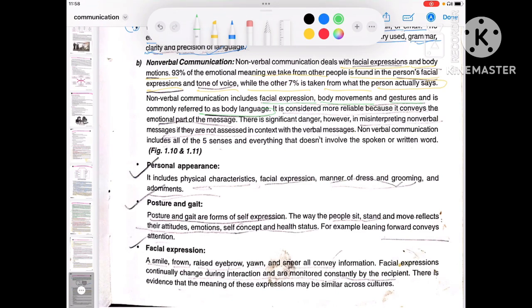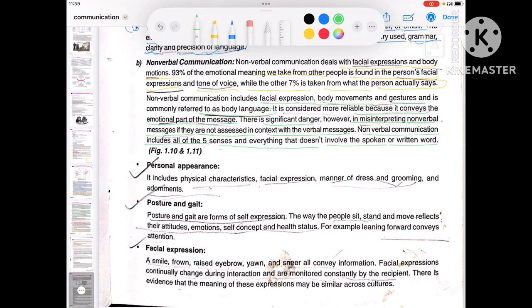Okay, so it is considered more reliable because it conveys the emotional part of the message. There is a significant danger, however, in misinterpreting non-verbal messages if they are not assessed in contrast with the verbal messages. Non-verbal communication includes all of the five senses and everything that doesn't involve the spoken and written word. So we can understand that it conveys the emotional part of the message, and there is significant danger in misinterpreting the non-verbal message.